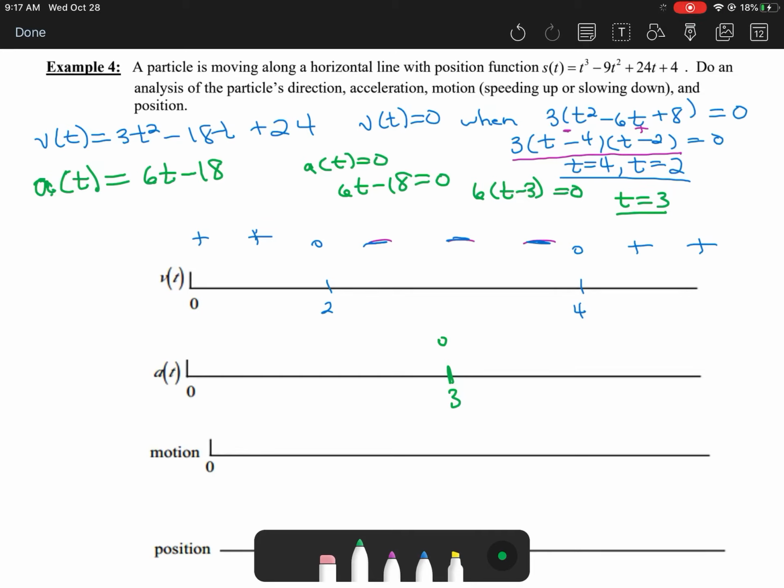So I want to do my sign chart now. So I'm going to pick a number less than 3. Let's say 2. Well, if I plug 2 in, I get a negative. Negative times a positive 6 is still negative, so that's all negative. Well, let's pick a number bigger than 3. Let's say 4. Well, that's a positive times a positive.